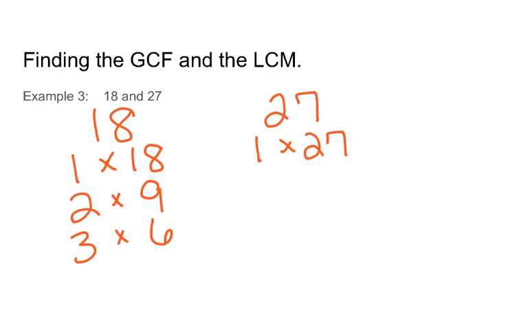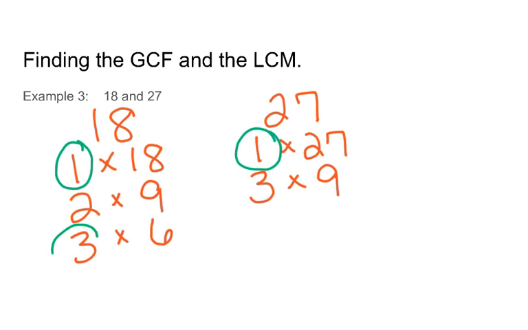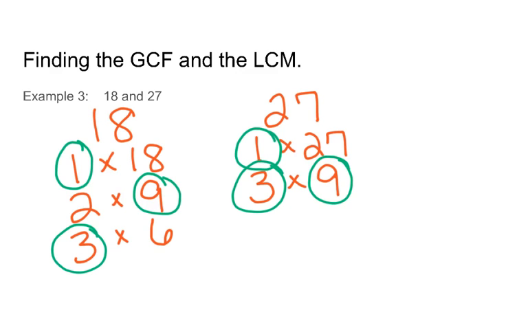Take 27 and divide it by 2. Well, it's not an even number, so that's going to give us a decimal. 27 divided by 3 is 9. 27 divided by 4, and 5, and 6, and 7, and 8. If you try all those numbers between 3 and 9, all of them are going to give you decimals. So these are our only factors. So we look for the common factors. 1 is a common factor. 3 is a common factor. And 9 is a common factor. So our greatest common factor is 9.